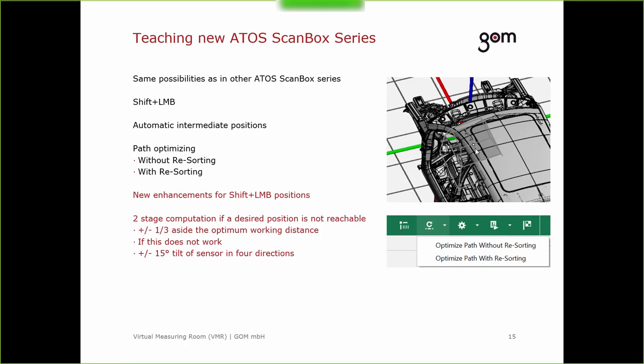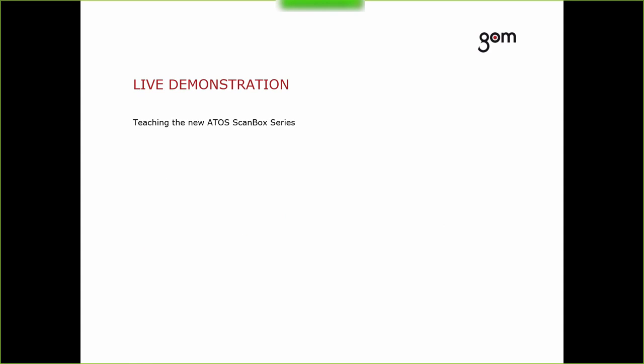If the clicked 3D point is not reachable, the software calculates if it is possible to move the sensor 1/3 closer to the optimum working distance or 1/3 away from it. This alone helps to create good data. And if this doesn't work, the software calculates if it is possible to tilt the sensor about plus or minus 15 degrees in any direction to the clicked 3D point. But see for yourself in the next live demo.